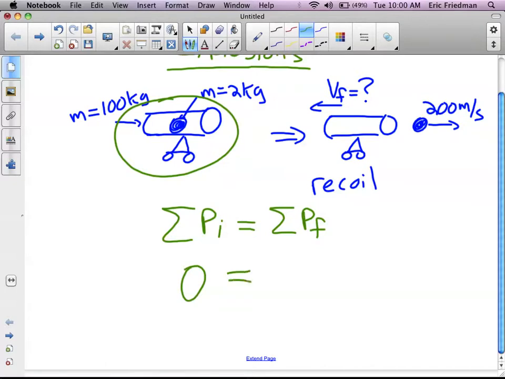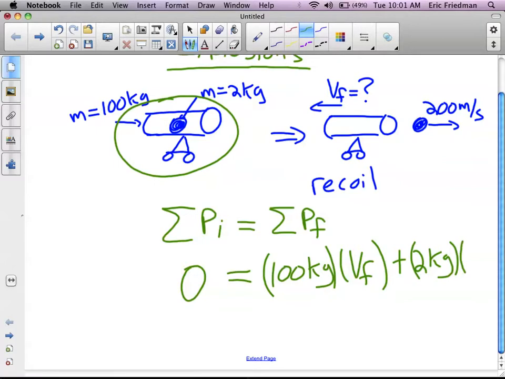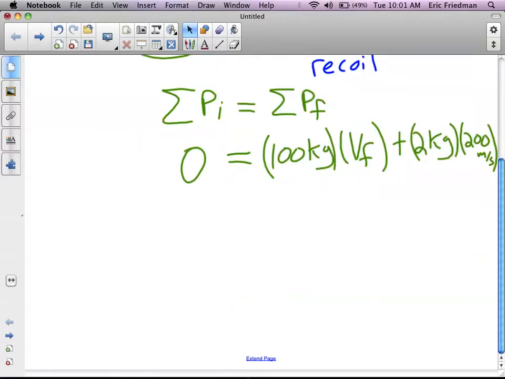Now on this side of the equation, I've got the cannonball and I've got the cannon itself. Well, the cannon itself is going to be 100 kilograms times VF. And now I have to add in the cannonball, which is 2 kilograms, and its velocity, which I know, 200 meters per second. Ran out of space there. Right. Now, solving this is really, really easy.